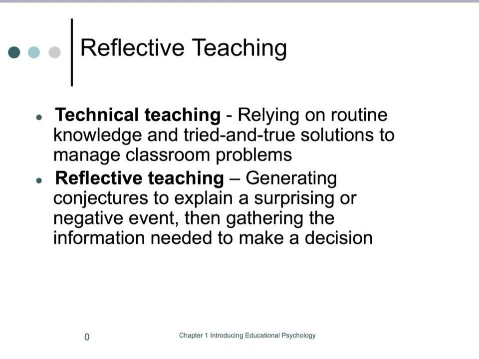Okay, I'm going to switch gears one more time and talk about reflective teaching. So technical teaching is the kind of teaching that relies on routine knowledge and tried and true solutions to manage classroom problems. It's the craft of teaching rather than the art of teaching. That's kind of how I like to look at it. But reflective teaching involves generating conjectures to explain a surprising or negative event, then gathering information needed to make a decision. This is so important in a classroom, being able to look beyond what you always do as tried and true, and having that sort of openness and questioning attitude every time you approach a lesson.